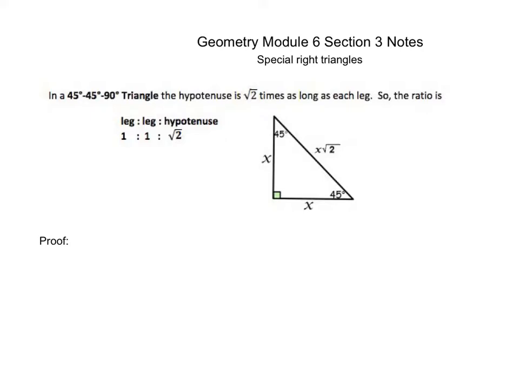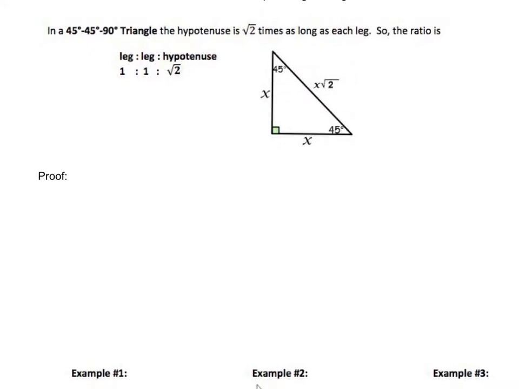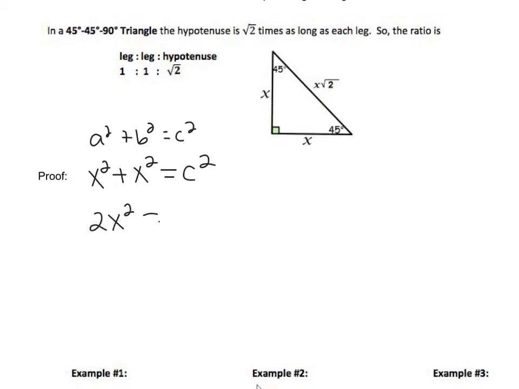So we're going to start with the idea that the lengths of our legs are x. Because it is an isosceles triangle, they have to be the same. So instead of a squared plus b squared equals c squared, we have x squared plus x squared equals c squared, because both of those legs are the same. So it comes from a squared plus b squared equals c squared. So now we have 2x squared equals c squared.